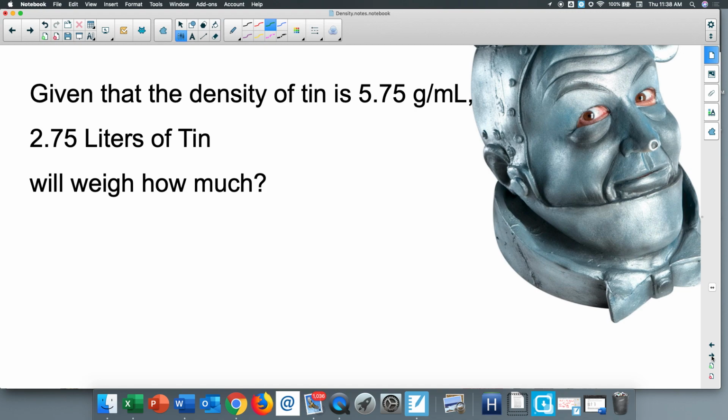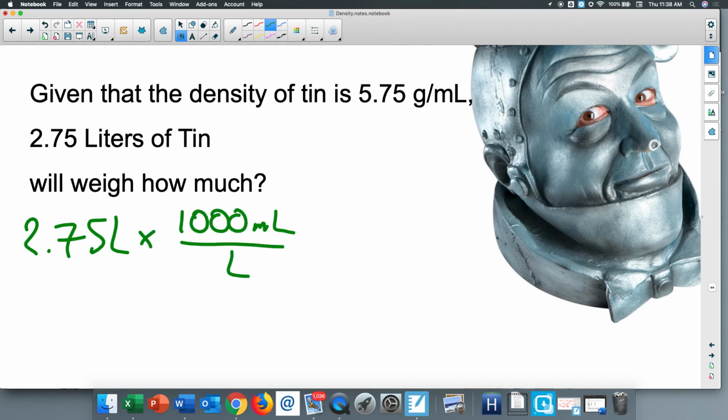Mika, start us off here. What are we going to do to start? You have to either divide the milliliters by 1,000 or multiply. A milliliter is a small unit of measurement. Multiply it. So I'm going to take 2.75 liters. I'm going to multiply it by 1,000 milliliters per liter.